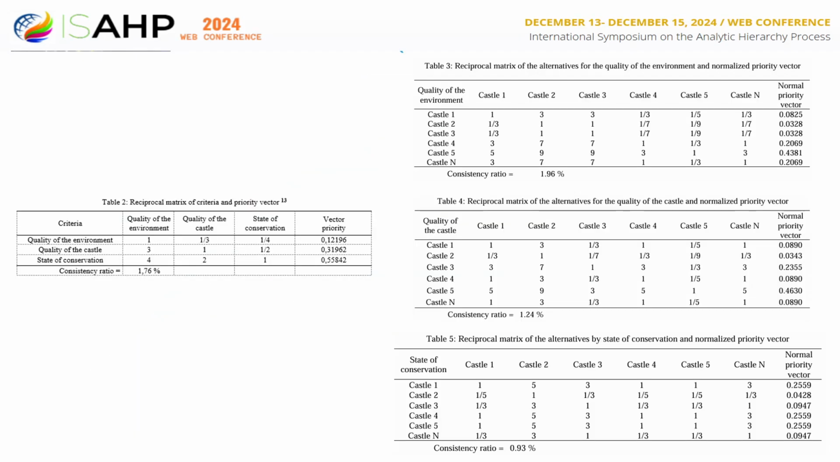In this first table is the reciprocal matrix of pairwise comparison by criteria and priority vector, which was completed by the opinion of a group of appraisers of the kingdom based on Saaty's fundamental table. The consistency ratio check is included. These 3 tables present the reciprocal pairwise comparison matrices of the alternatives and the standardized priority vector for quality of the environment, quality of the castle and state of conservation.